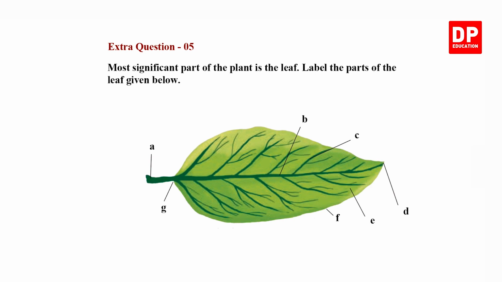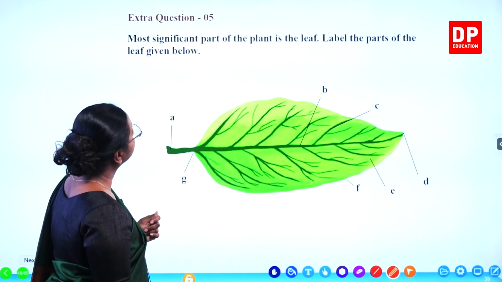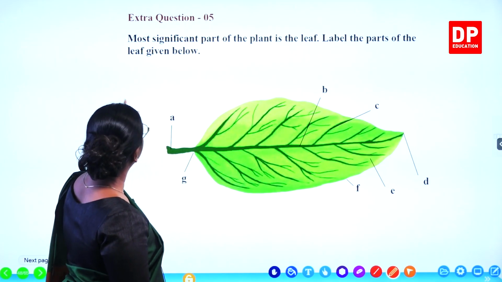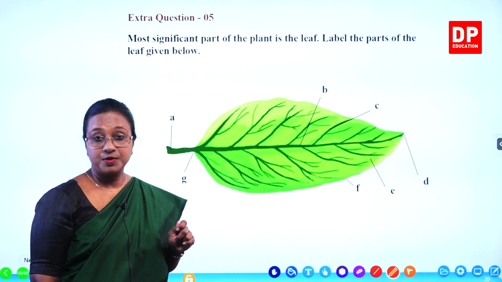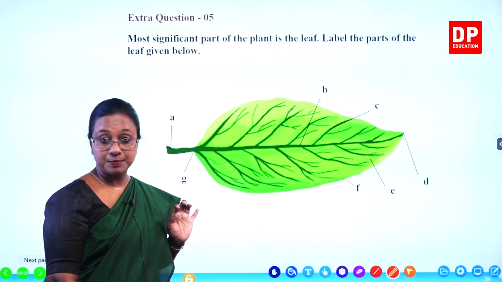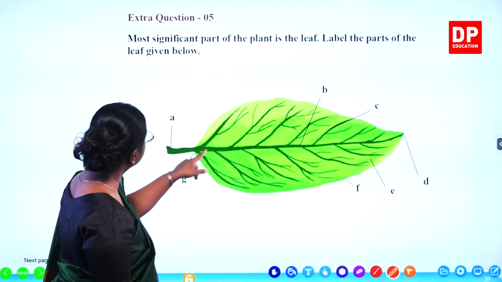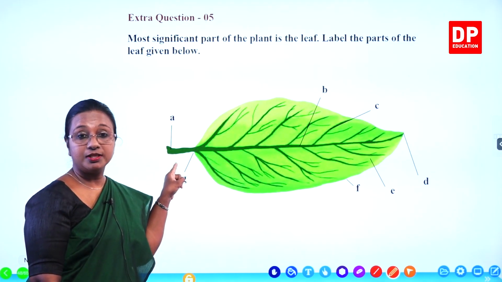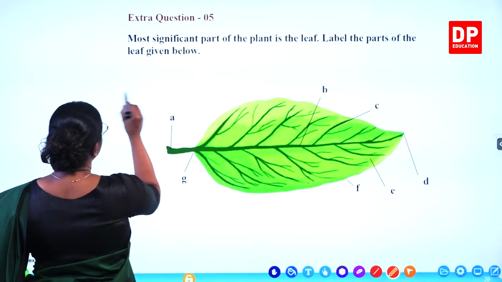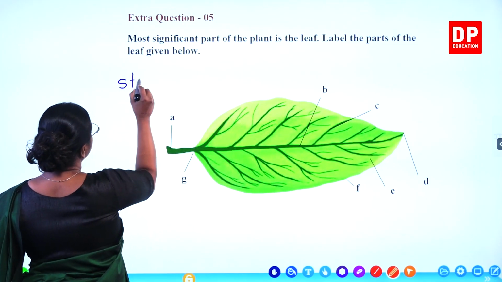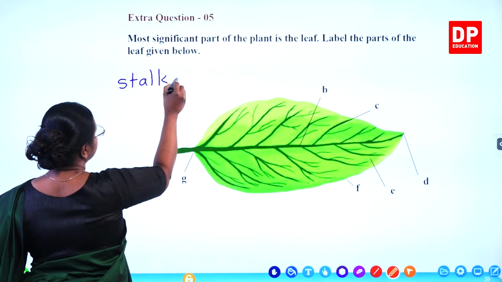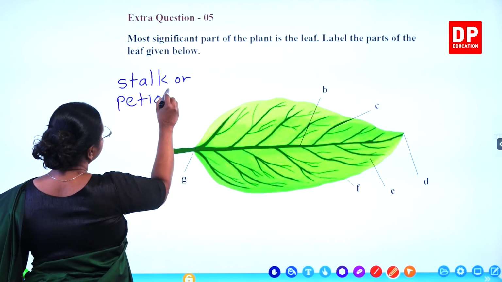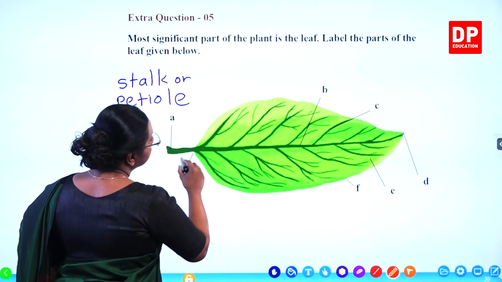Extra question 5. Most significant part of the plant is the leaf that you know. Label the parts of the plant leaf given below. So you have to label the parts of the plant. So here, what can you see here? A is the stalk or the petiole, right? So A, I'll write both the names. You can write one name, that is enough. Stalk or petiole.